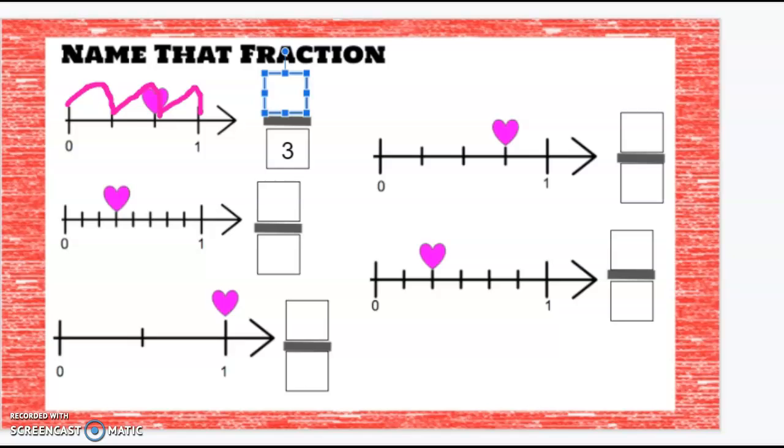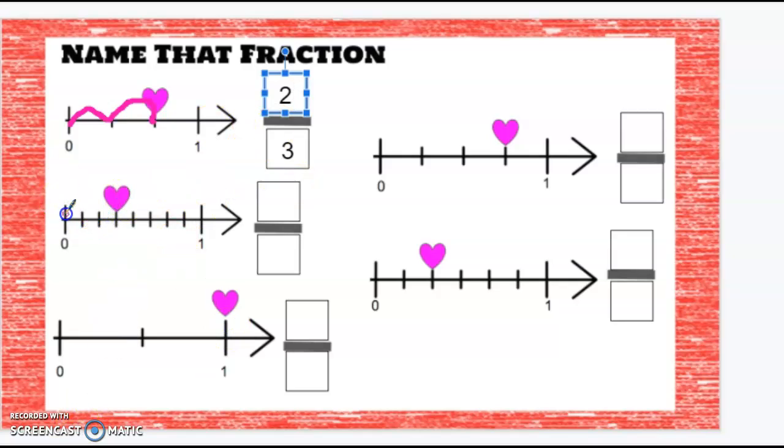And in this case, it's our heart, and so it's kind of hard to see, so I'm going to erase it, and I'll jump again. 1, 2. So my numerator is going to be 2 because it represents its 2 spaces out of your 3 spaces. Okay, so let's look at this next one.